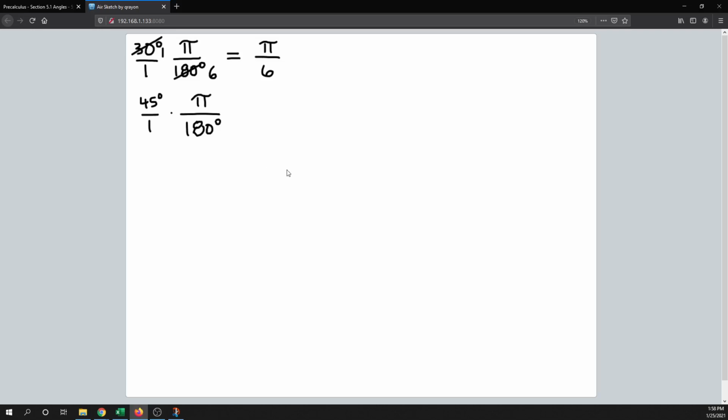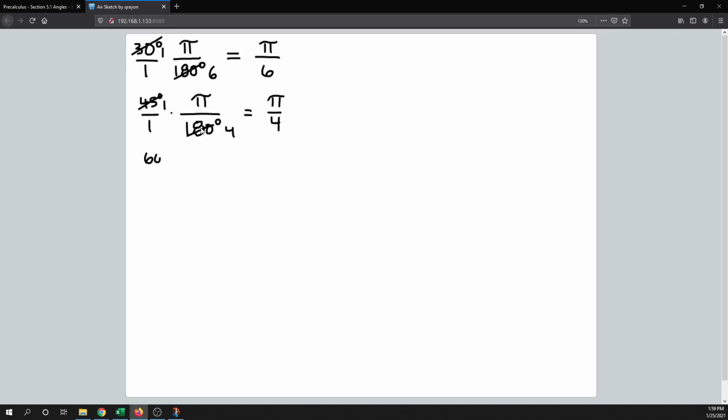Okay. All right, and so then again, I am going to go ahead and reduce. You can multiply and then reduce if you like. But here, 45 does go into 180 evenly, because two 45s will give you a 90, and 90 goes into here 2 times. So that means 45 will go into 180 4 times. So 45 goes into itself 1 time, 45 goes into 180 4 times. So this is going to be pi over 4 radians.